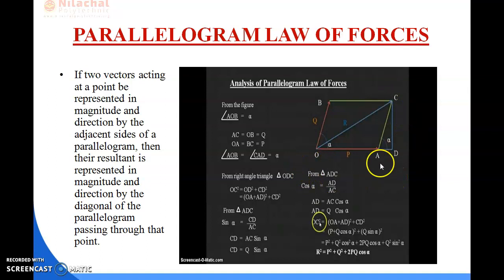So here OD means it has two lines here, OA and AD. Yes or no? So from OD square we can put OA plus AD whole square plus CD square. Okay, and from the triangle A, we come to the ADC triangle. So here we are taking the angle alpha.